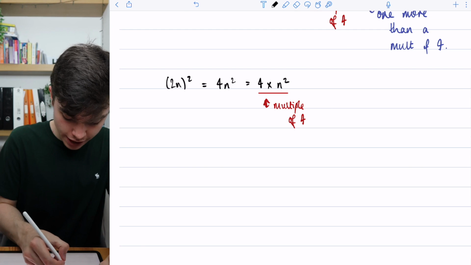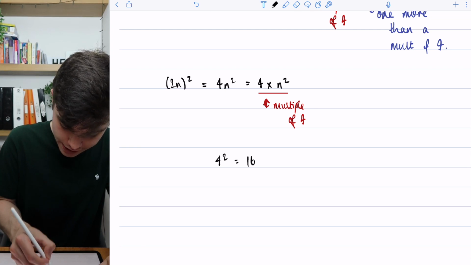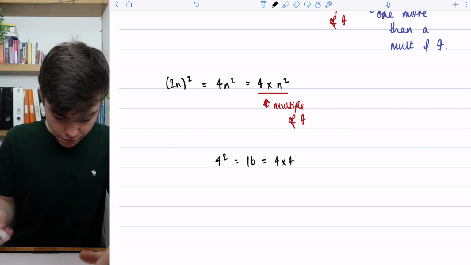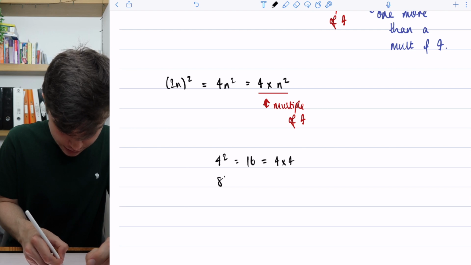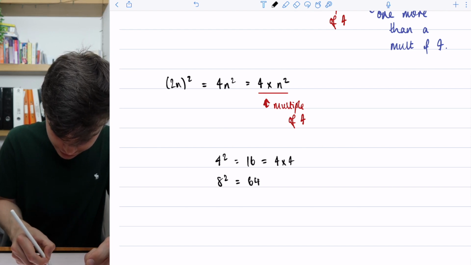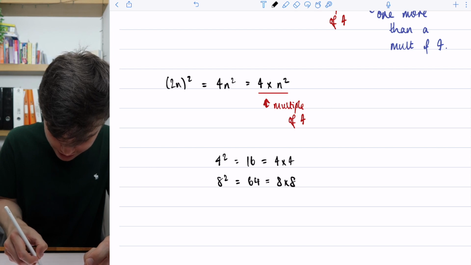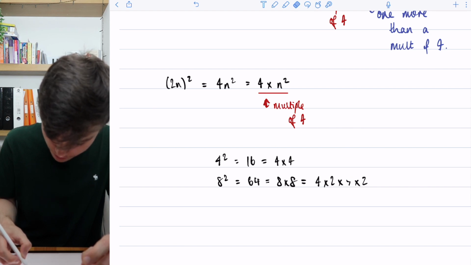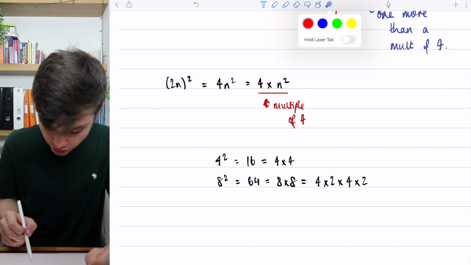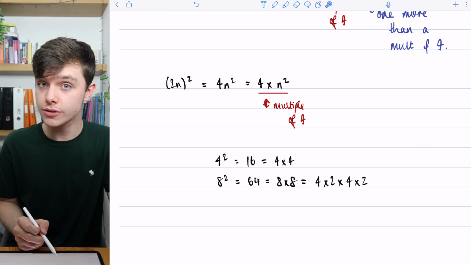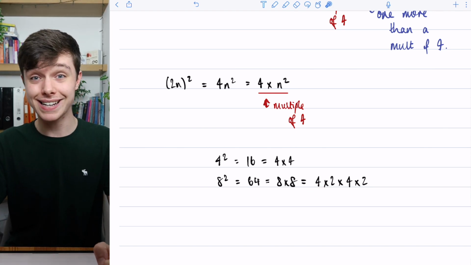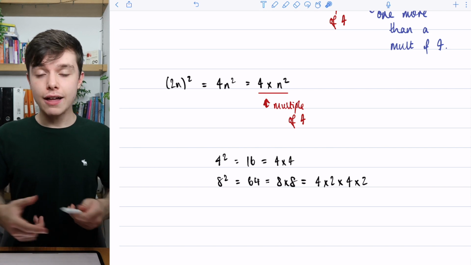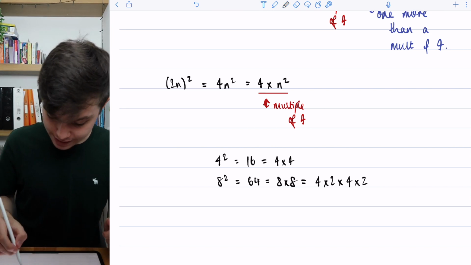Let's test it out. Let's do 4 squared. That is 16, and we can write that as 4 times 4. So that's a multiple of 4. If I do, I don't know, 8 squared, that is 64, and of course that's 8 times 8, which is 4 times 2 times 4 times 2. And of course there we've got a multiple of 4 in there, so 64 is a multiple of 4. It's also 4 times 16, but I thought I'd just do that easier. Okay, so you can always see that through examples, and here are examples that we've just done.